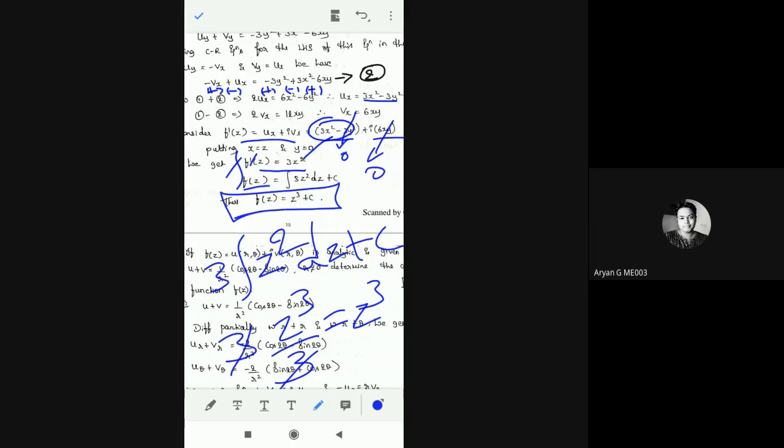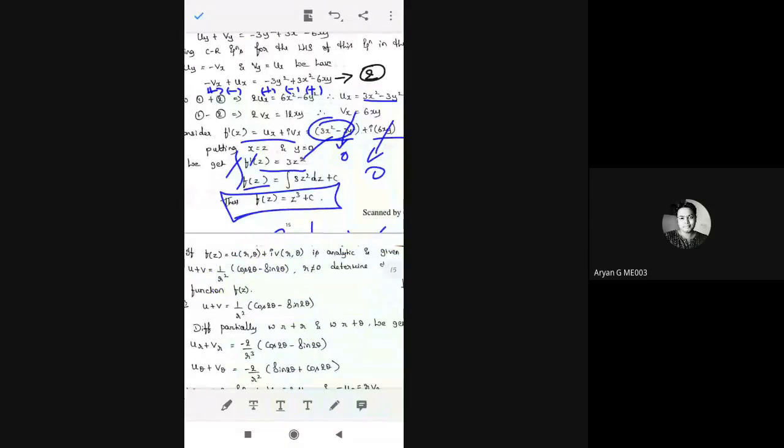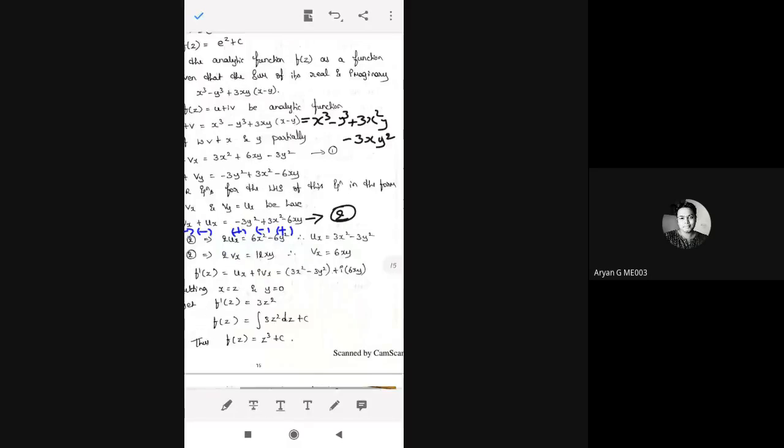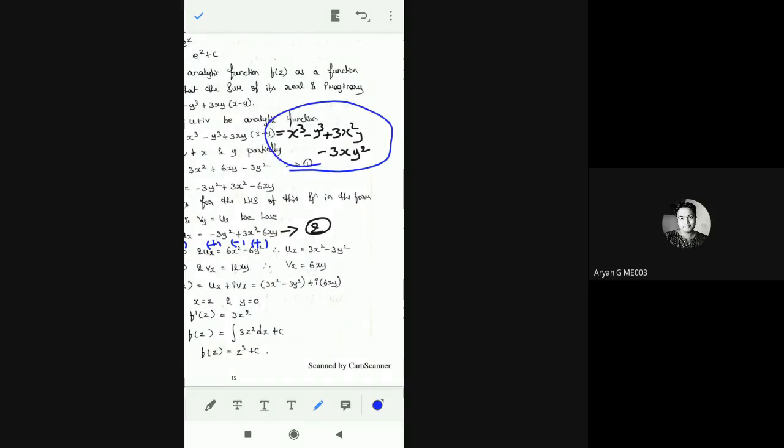So those who have any doubts on this problem, you can ask, or else we'll move on to the next problem. First, I'll explain the next problem, then if you have any doubts, you can ask. So these 2 points you need to write. One is this, another is the expression, that is equation number 2. Yes, this is about the problem.